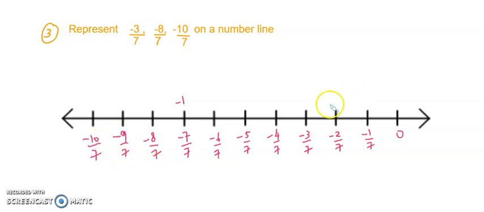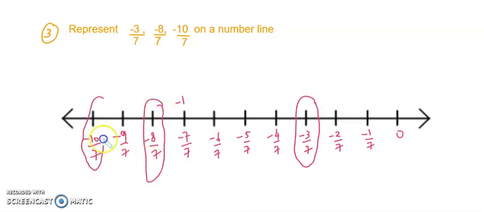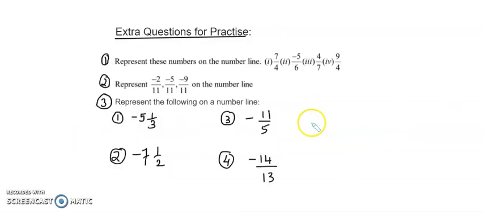So which are numbers? Negative 3 by 7, then negative 8 by 7, and negative 10 by 7. So it's on the same number line. Clear? Now I've taken some extra questions for you to practice. Now here in the first one, 7 by 4, negative 5 by 6, 4 by 7, 9 by 4. You have to use different number lines to represent them.